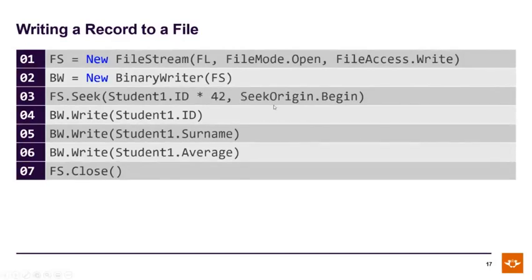So the next thing in this block is seek origin. Now, there are three different terms here. You've got seek origin.begin, which means you start searching from the beginning of the file. You've got seek origin.current, which looks at the current position in the file and searches from there. And then you've got seek origin.end, which starts at the very end of the file.